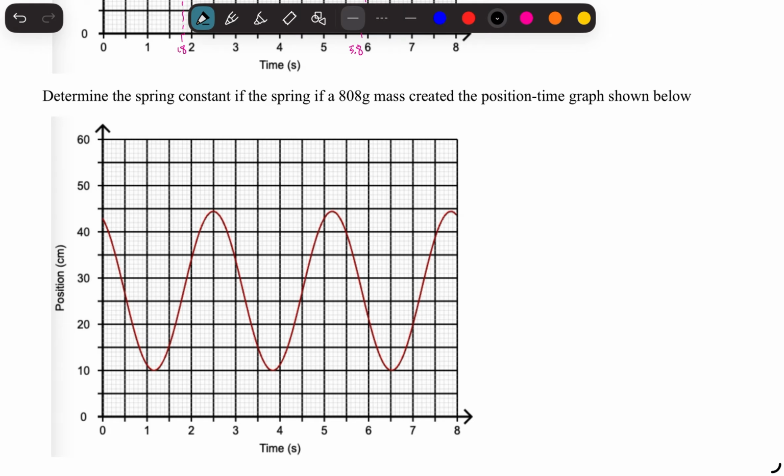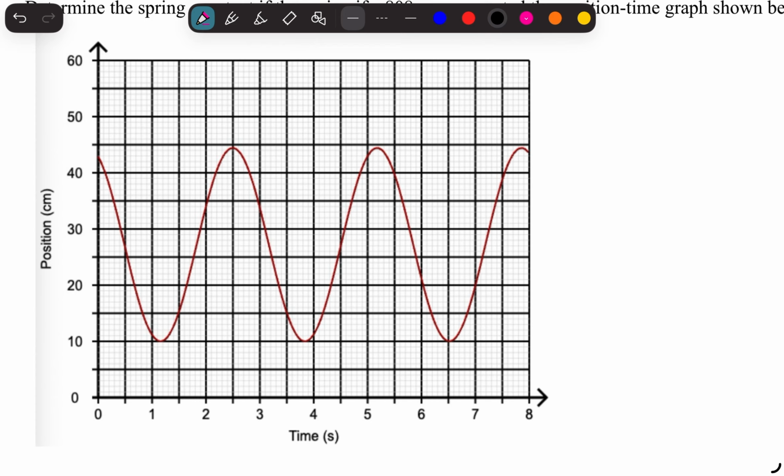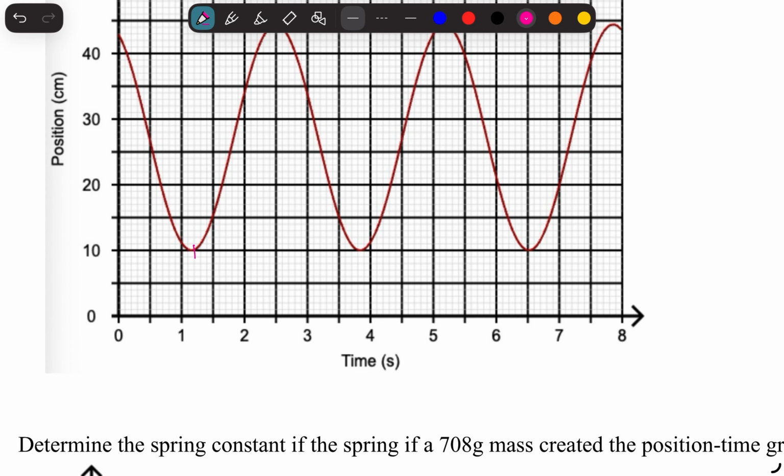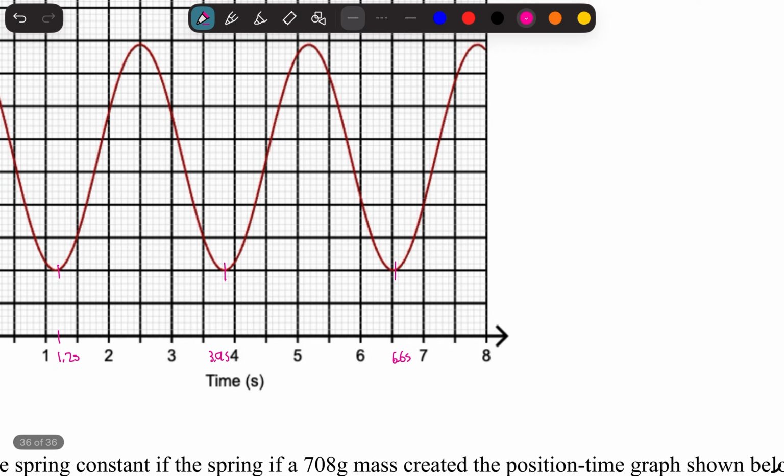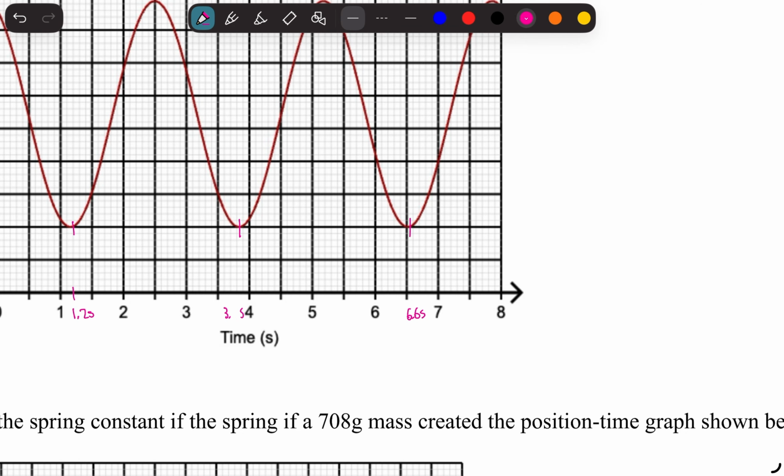So let's look at our troughs. We can see our first trough is approximately 1.2 seconds, and our second trough is approximately 3.9 seconds. You can also look at your third trough as well. We'd say 6.6 seconds, or 6.5.